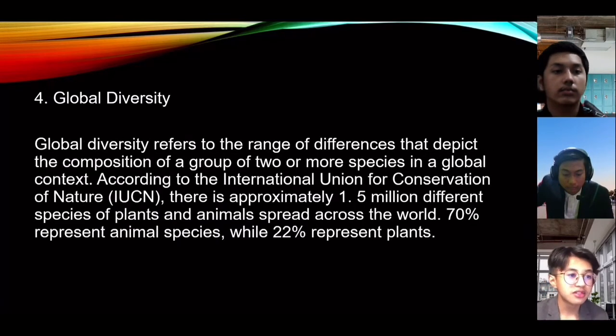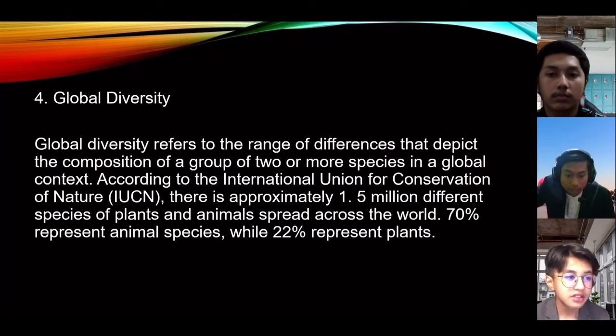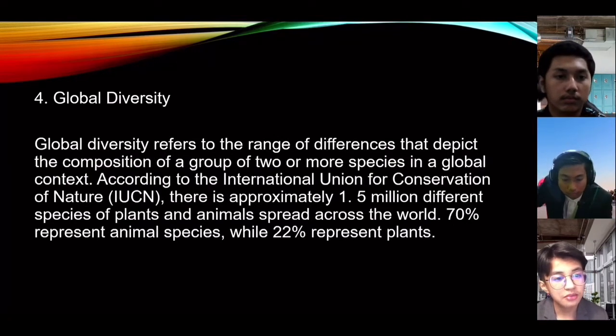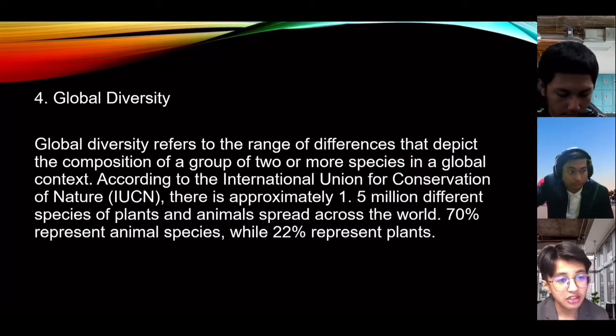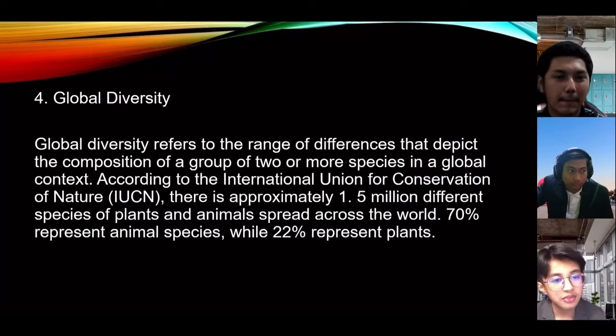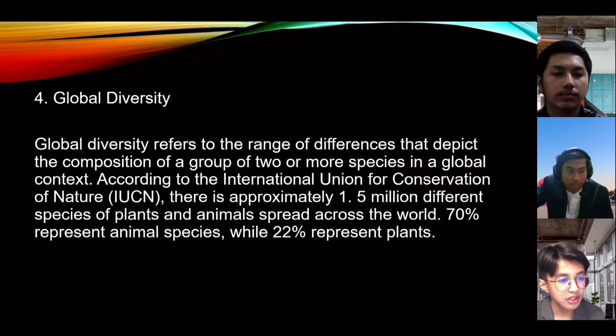Next, global diversity. Global diversity refers to the range of differences that depict the composition of a group of two or more species in a global context. According to the International Union for Conservation of Nature, IUCN, there are approximately 1.5 million different species of plants and animals spread across the world. 70% represent animal species, while 22% represent plants.